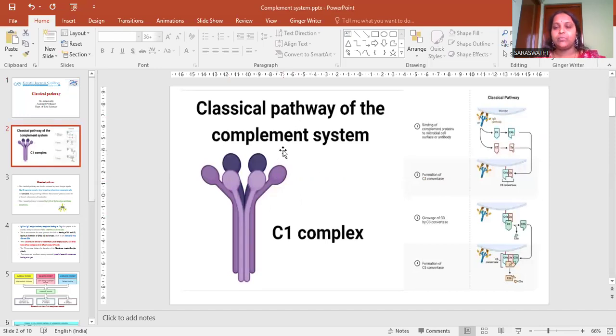In the complement system, I think you're familiar with the different pathways involved in complement activation. Generally we have three different types of pathways: the alternate pathway, the classical pathway, and one more, the lectin pathway. Today we're going to discuss the classical pathway for complement activation. This is the structure of the C1 complex and other complement proteins.